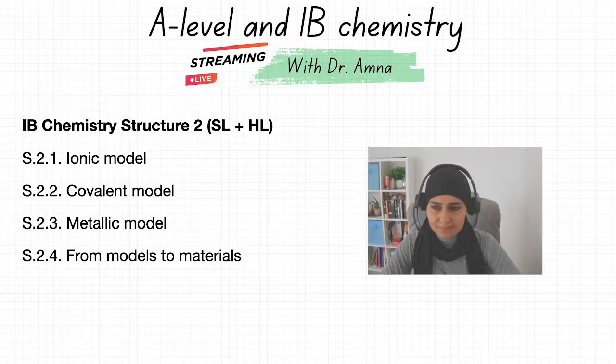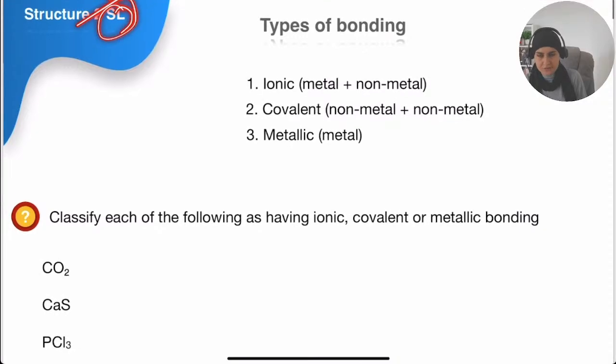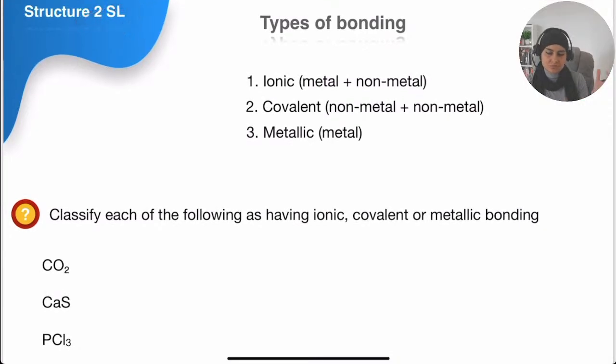Right. So today, we're going to go through IB chemistry structure 2, SL and HL: ionic model, covalent model, metallic model. And you know how it works. I will show you my lesson slides, and at the top here you would know which part, SL or HL, this is. So if you're an SL student, you can skip all the HL parts. There would be timestamps, hopefully, if everything works well, so you will know what to skip.